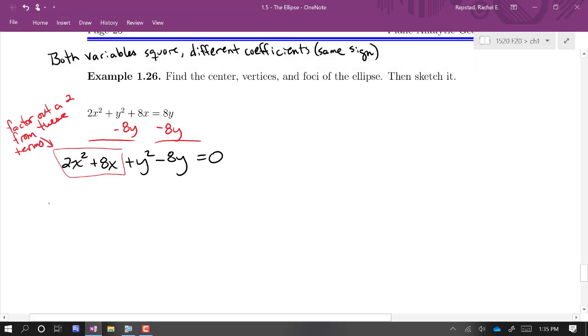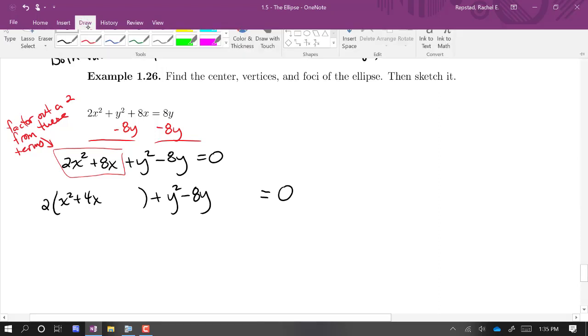So that'll look like this. I take out the 2. Inside now I have x squared plus 4x. I'm going to close the parentheses, but I'm going to leave space. And then I've got y squared minus 8y. I don't have to factor anything out from there because that's already a 1y squared, but I'm going to leave some space, equals 0.